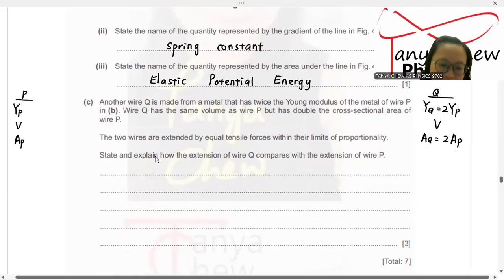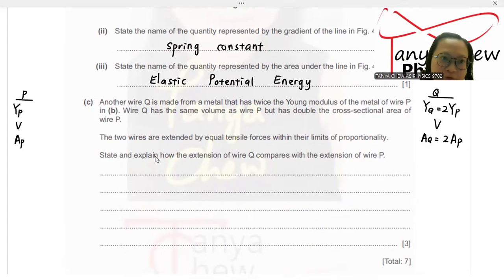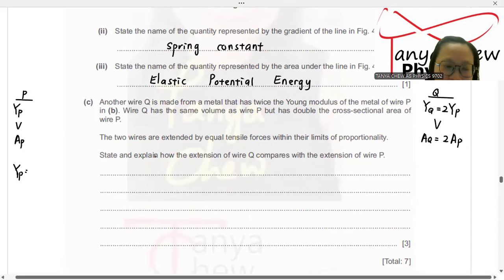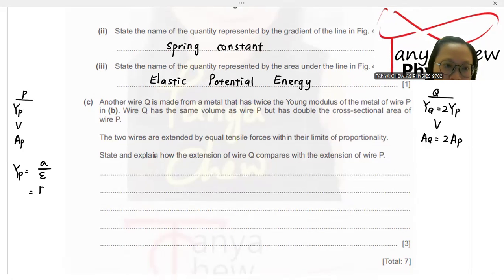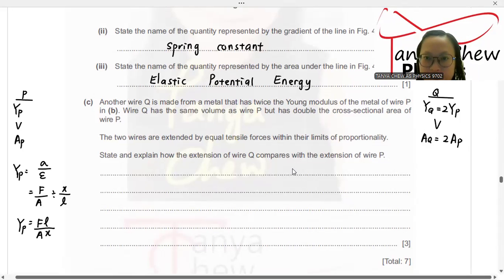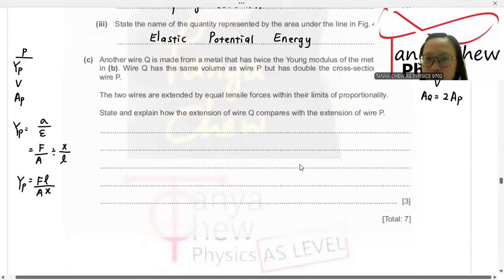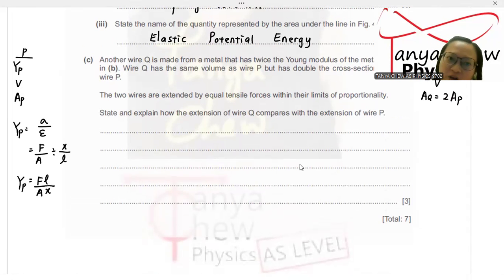Now, I would write down an equation for P first. Young modulus is equal to stress over strain. Stress is equal to force over cross-sectional area, divided by strain, which is equal to extension over original length. So you will get FL over AX for Young modulus. The problem is that we don't know what happens to the length, because the question did not mention whether the length of P is longer or the length of Q is longer.